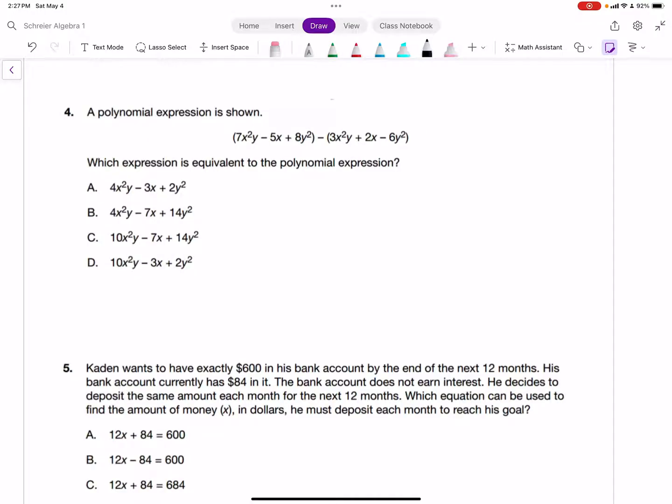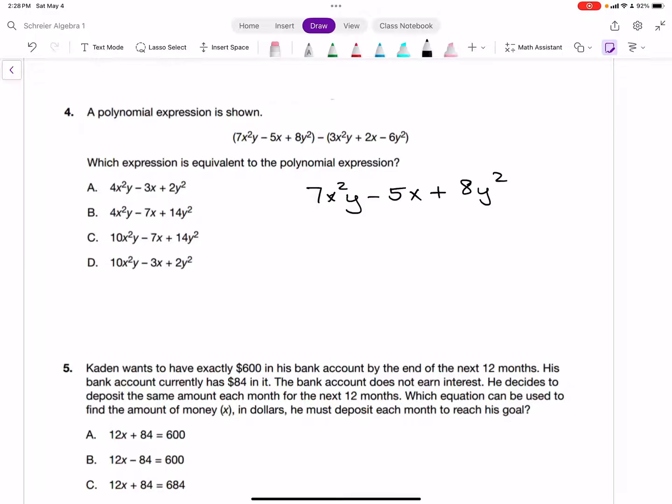Okay, so this one's pretty algebraic, which is what we do in Algebra 1. So we have a polynomial expression and it looks like we're subtracting them. So when you're subtracting polynomial expressions, the easiest way to do it is to put them on top of each other if you can, if it just makes things visually make more sense for you. So let's write our first expression out. So 7x squared y minus 5x plus 8y squared.